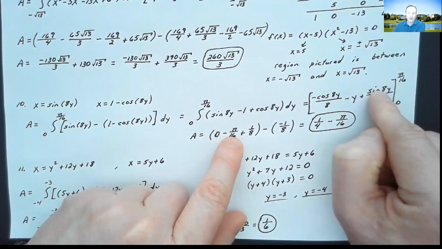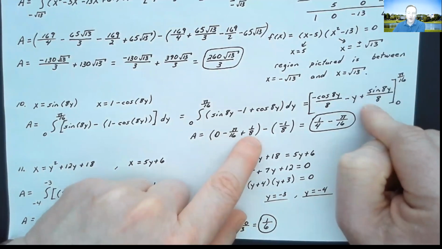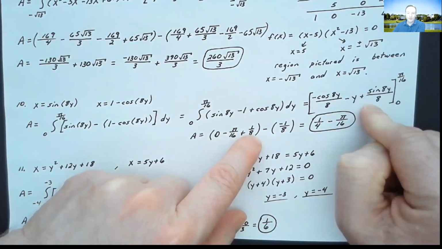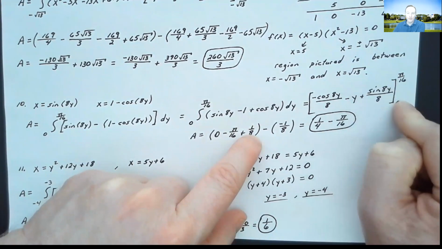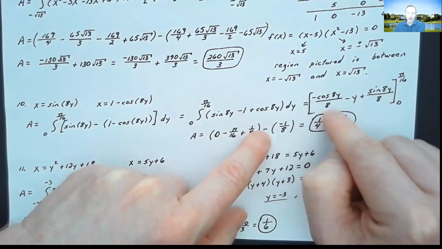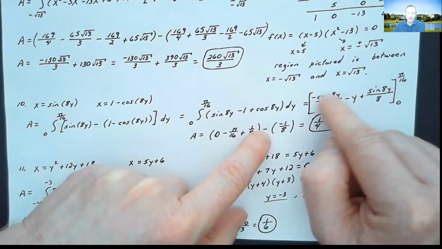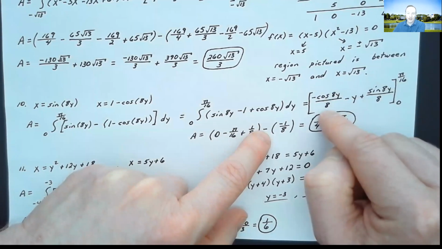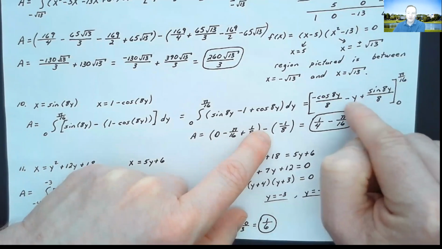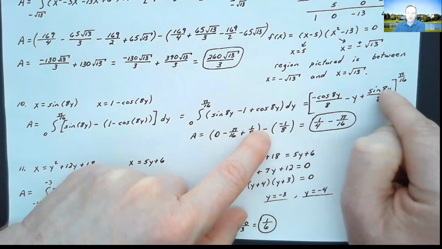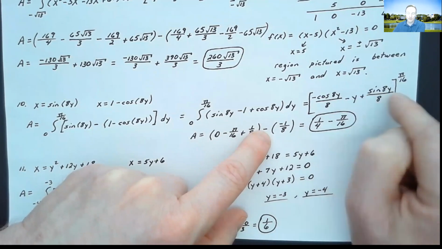The sine of pi over 16 times 8 is going to be the sine of pi over 2. That's 1 over 8. So then I can say, okay, I've got my upper limit done. What about the lower limit? Minus, when I plug a 0 into the first term, cosine of 0 is 1. This is going to give me a negative 1 over 8. The next two terms, 0, and then the sine of 0 is 0, so the next two terms are both 0.